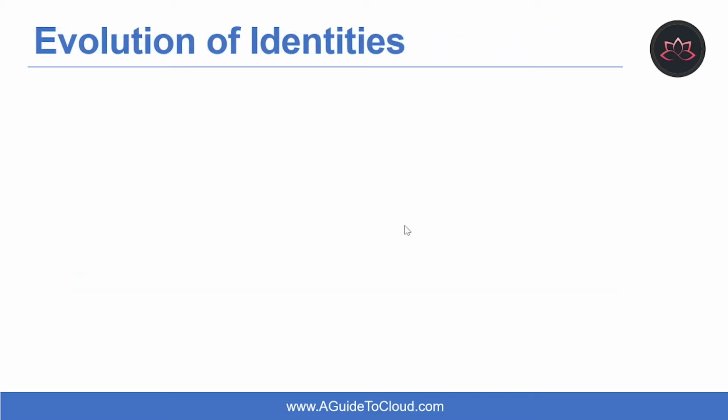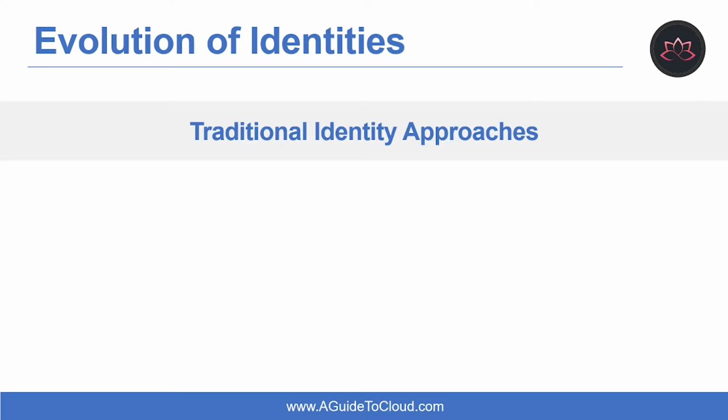So before we start with privileged identity management, I would like to talk about the evolution of identity as well. Identity management approaches have evolved from traditional to advanced to optimal now. So what is a traditional identity approach? Traditional identity approaches use on-premises identity providers, there is no single sign-on between on-premises and cloud apps, and the visibility into identity risk is very limited.